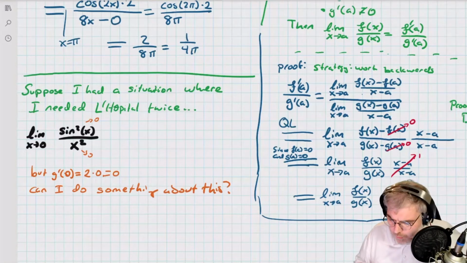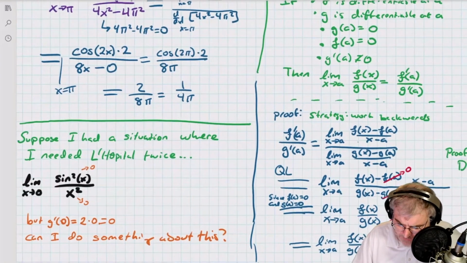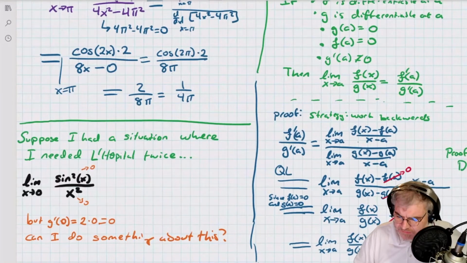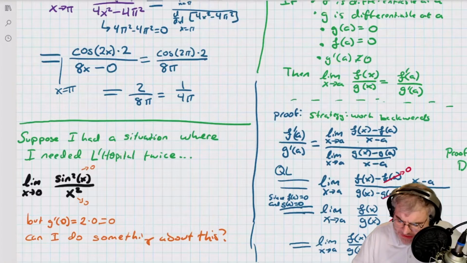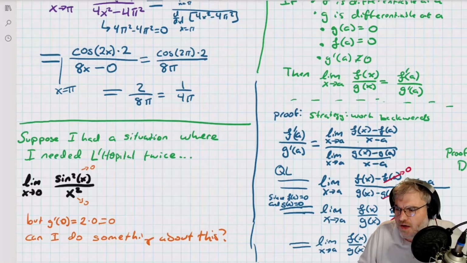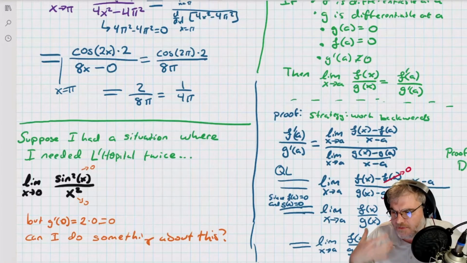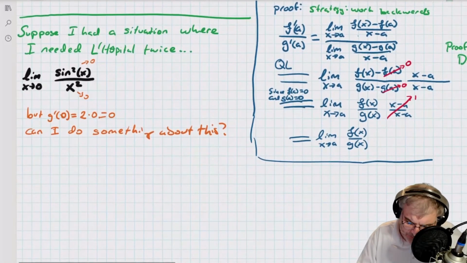So I've got a requirement here that g prime of a is not equal to 0. And I need the derivatives of the other two to exist. So do we see why this is a problem for the diet version? Okay, are there any questions about that? Why I have a problem with the diet version? The diet version cannot help me yet.